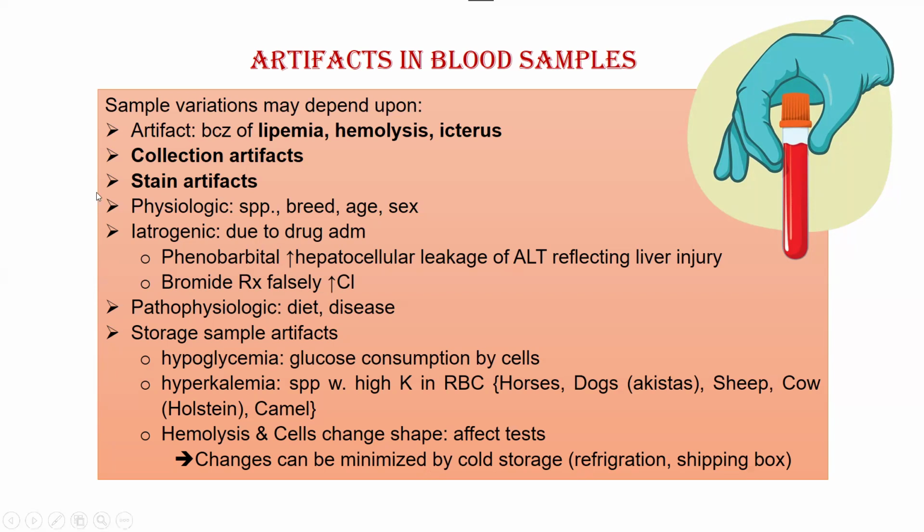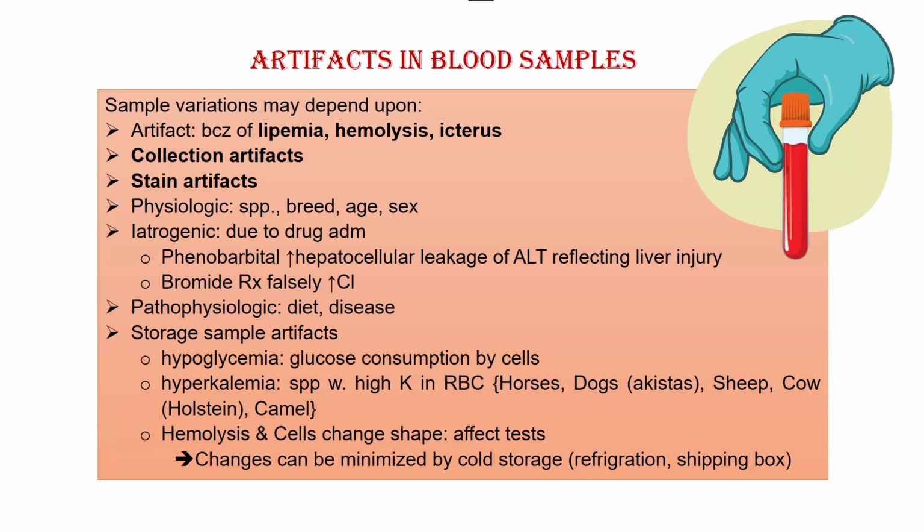Then there are iatrogenic changes, artifacts. These are due to the pre-medications an animal is on, and that is why it is very important that you have the history that this blood sample is from an animal that was on a particular medication. Many drugs have effects on blood chemistry panels. For example, phenobarbital increases liver enzymes like ALT, and we will talk in detail about ALT in a separate video when we see the liver panel test. But you should remember that ALT is an enzyme, and if it is increased in the biochemistry, it reflects liver injury.